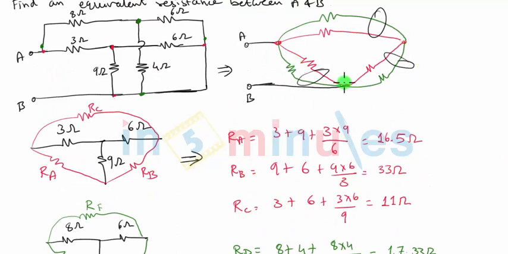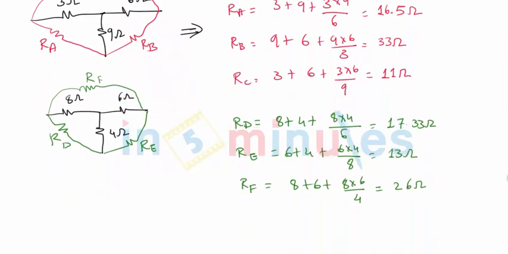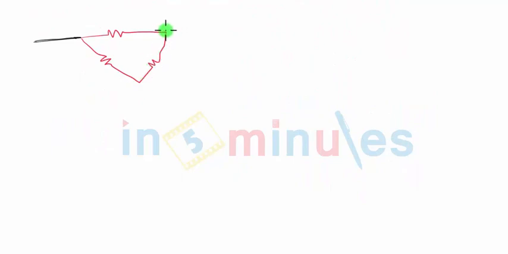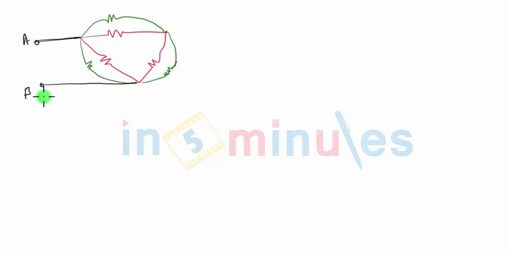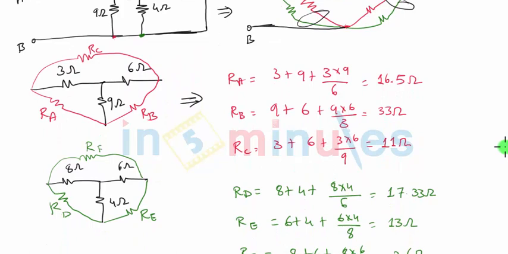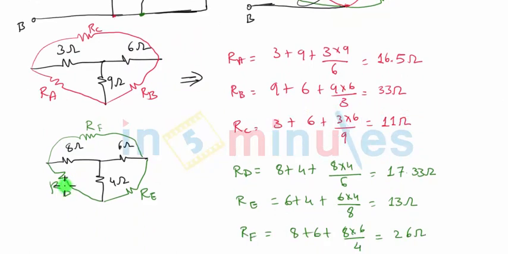So now make this network with two delta connections, and we will then go for further series parallel combination. So my new modified network will look something like this. This is my first delta that I've taken, and second delta will be like this across the same 2 points. This is node A, this is node B. And let's also quickly put down the values that we have got. So the first three values are RA, which was between 3 and 9 ohm here, is 16.5, 33 and 11. And the next delta network will have values of 17.33, 13 and 26.